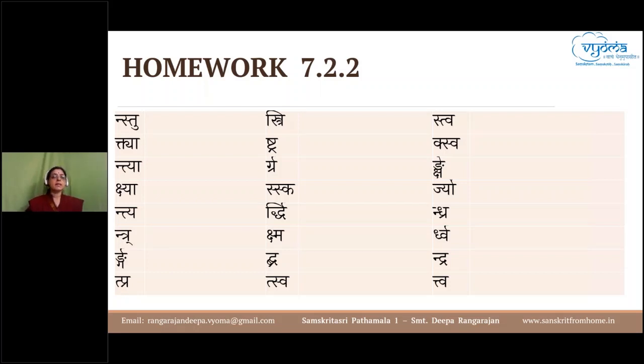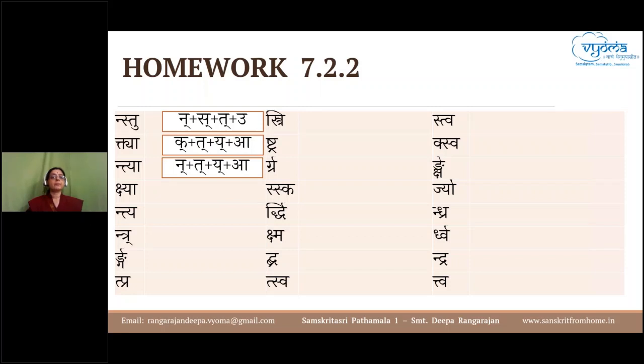Nakara, Sakara, Takara, and then Ukara. Ya plus ha. So there is Kakara, Takara, Yakara, and then Akara. So k, y, and a. Nitya. Nakara, Yakara and Akara. Very good.